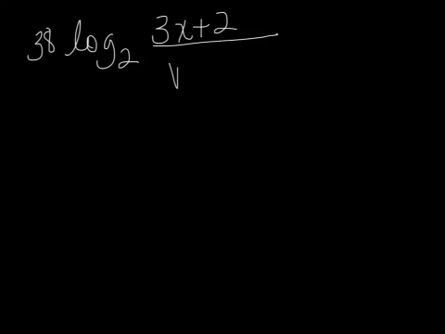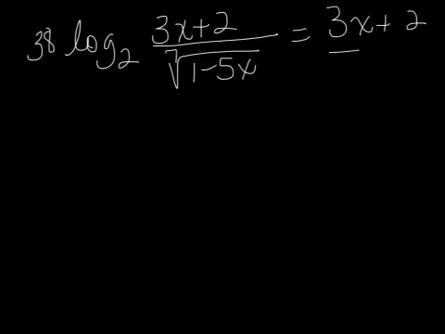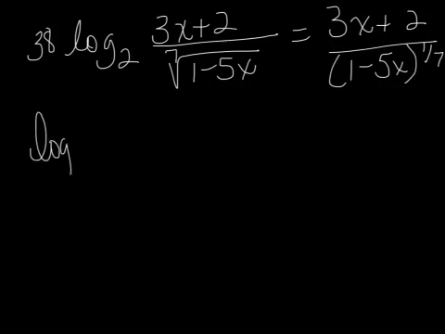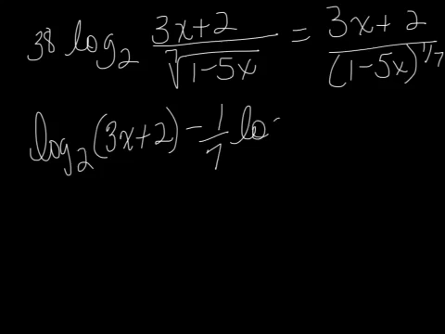38. Log base 2 of 3x plus 2 over the 7th root of 1 minus 5x. You need to pay attention to me on this. Well, I'll rewrite that as 3x plus 2 over 1 minus 5x to the 1/7. So guys, we'll write log base 2 parentheses 3x plus 2, which must be in parentheses, minus 1/7 log base 2 of 1 minus 5x.